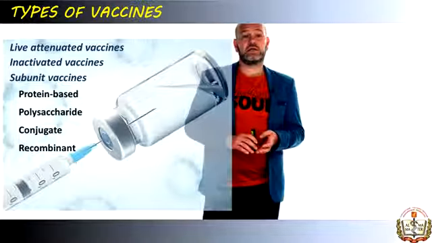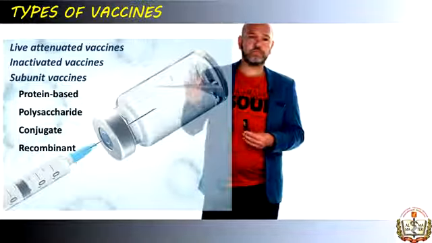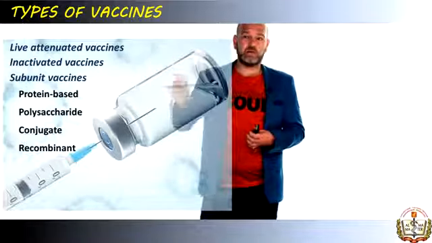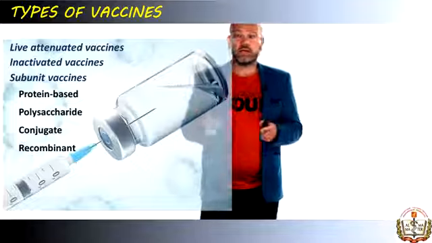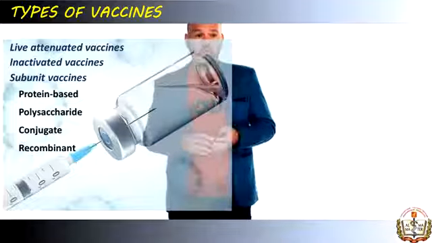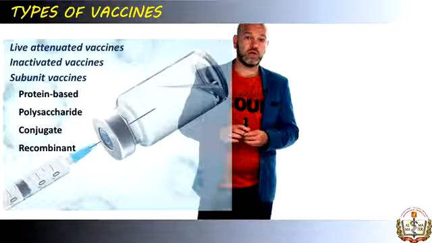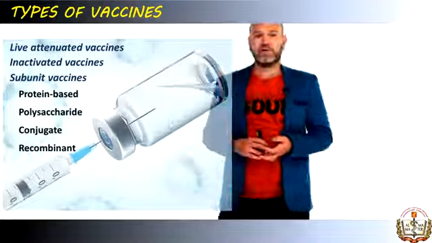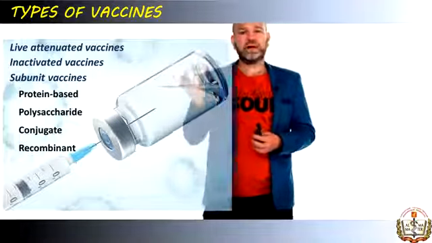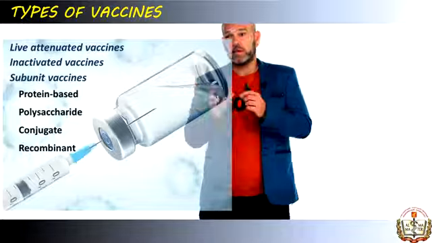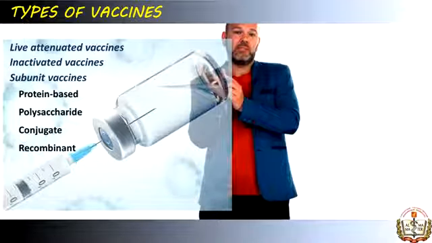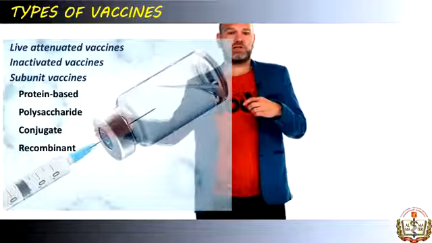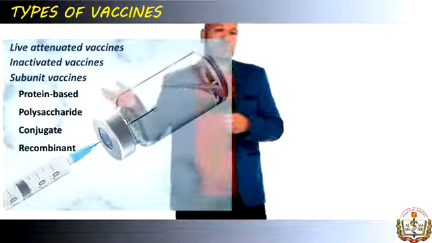Polysaccharide vaccines contain polysaccharide molecules derived from the external or outside layer of encapsulated bacteria. The main example now is the pneumococcal vaccine against Streptococcus pneumoniae. We have several types, but polysaccharide vaccines are included as well. A conjugate vaccine is a modified polysaccharide vaccine, where the polysaccharide molecule is fixed to a carrier protein to increase the immune response, to increase immunogenicity.